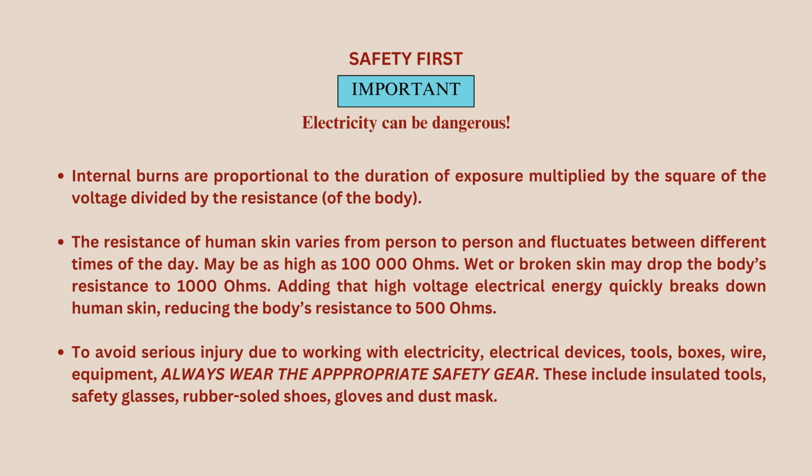Another safety tip: internal burns are proportional to the duration of exposure multiplied by the square of the voltage divided by the resistance of the body. The resistance of human skin varies from person to person and fluctuates between different times of day, may be as high as 100,000 ohms. Wet or broken skin may drop the body's resistance to 1,000 ohms. Adding that high voltage electrical energy quickly breaks down human skin, reducing the body's resistance to 500 ohms.